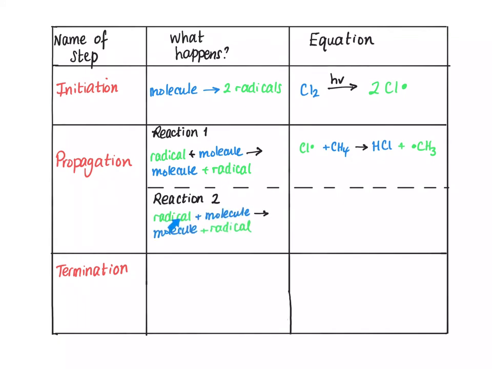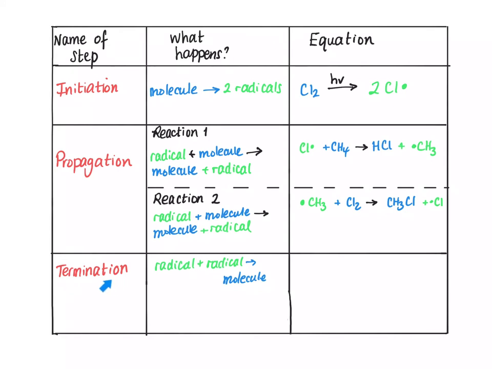In the second propagation reaction, a radical plus a molecule goes to a molecule plus a radical. The CH3 radical that we made in here reacts with a molecule of chlorine to give CH3Cl plus a chlorine radical, Cl dot. So these are the two different propagation reactions.